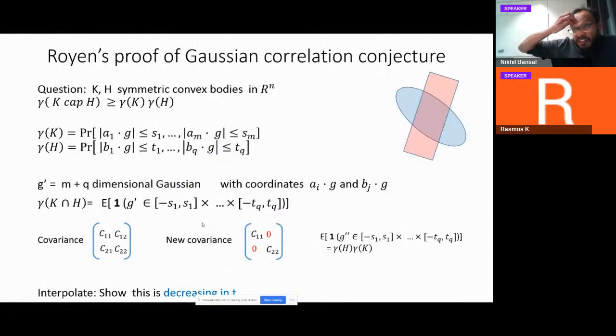Another nice example of this, which I'll skip now in the interest of time, is the dramatic proof of the Gaussian correlation conjecture due to Royen, which was open for many years. It's a very nice proof, with some tedious computation, but conceptually quite simple using Gaussian interpolation. But let me skip that.